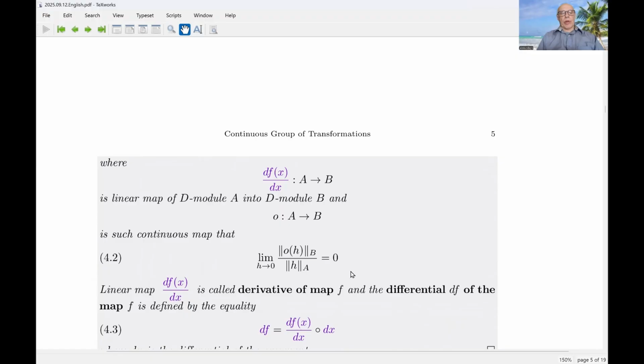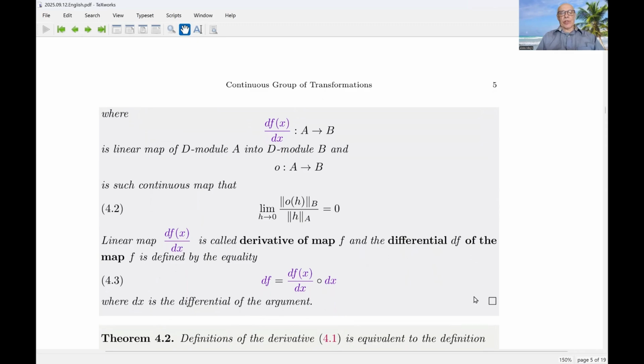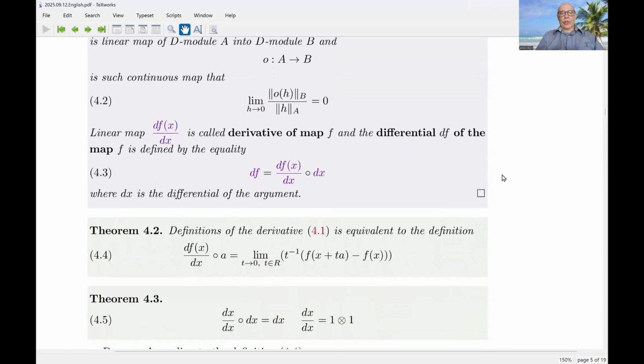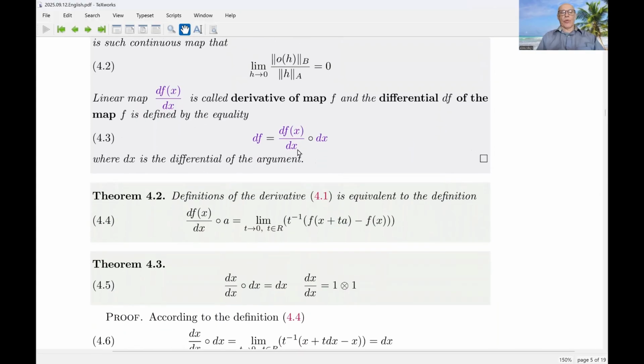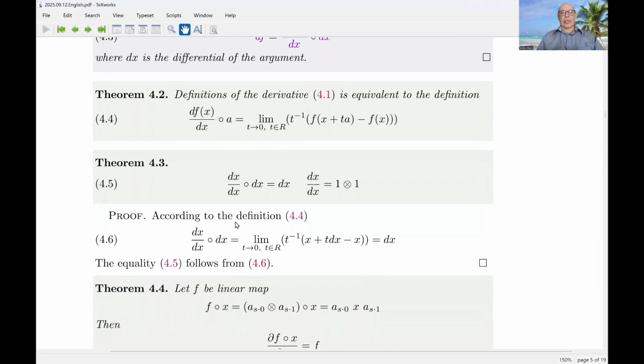The linear map F over X is called the derivative of map F, and the differential dF of the map F is defined by equality for that 3, where dX is the differential of the argument. This definition is equivalent to the definition for that 4, where t is a real number. From this definition it follows that the derivative of the identity map is the identity map, equality for that 5.